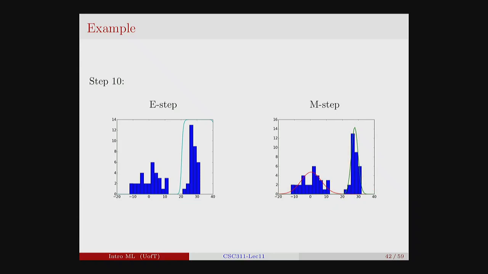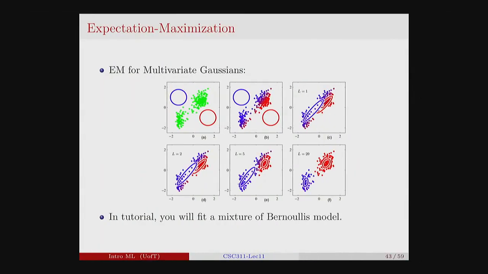Okay, so any questions about the learning algorithm for mixtures of Gaussians?